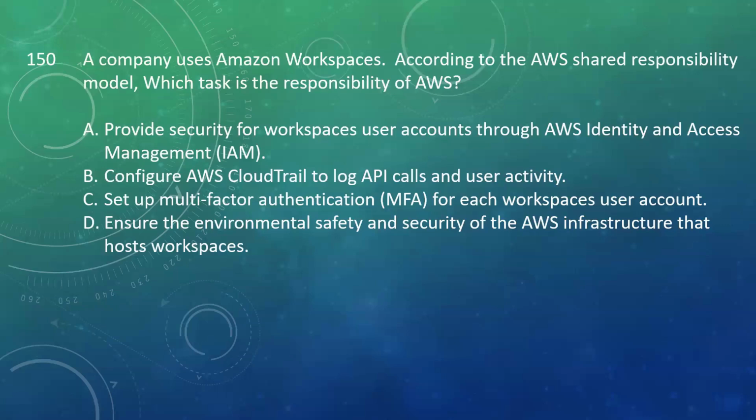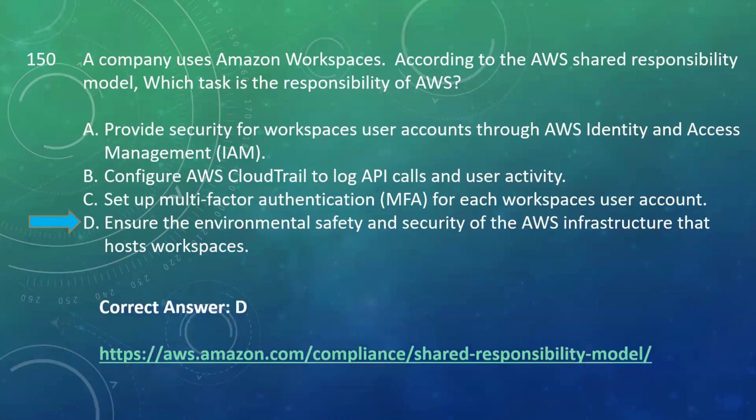Whenever you have questions related to the shared responsibility model, think whether you as a customer have access to perform the activity being talked about in the question. If you have access, then most likely that will fall under your responsibility. And if you don't have access, then it will most likely be AWS responsibility. Now, in this case, option D, which talks about security of the AWS infrastructure, seems the correct answer, as customers don't have access to AWS infrastructure.